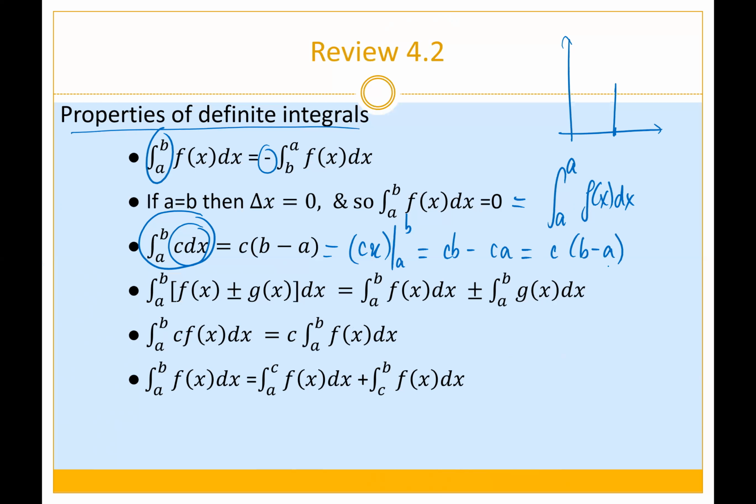I think we're going to touch more clearly on that one in sections 4.3 and 4.4 next week, but this is the logic behind it. Then you have the property of sums and differences: the integral of a sum or a difference is equal to the sum or the difference of the 2 integrals. And if you have a constant multiplied by a function, the integral is going to be that constant multiplied by the integral of the function. And then you can split the interval of integration from a to b into a to c plus c to b. That's the property of the definite integral.